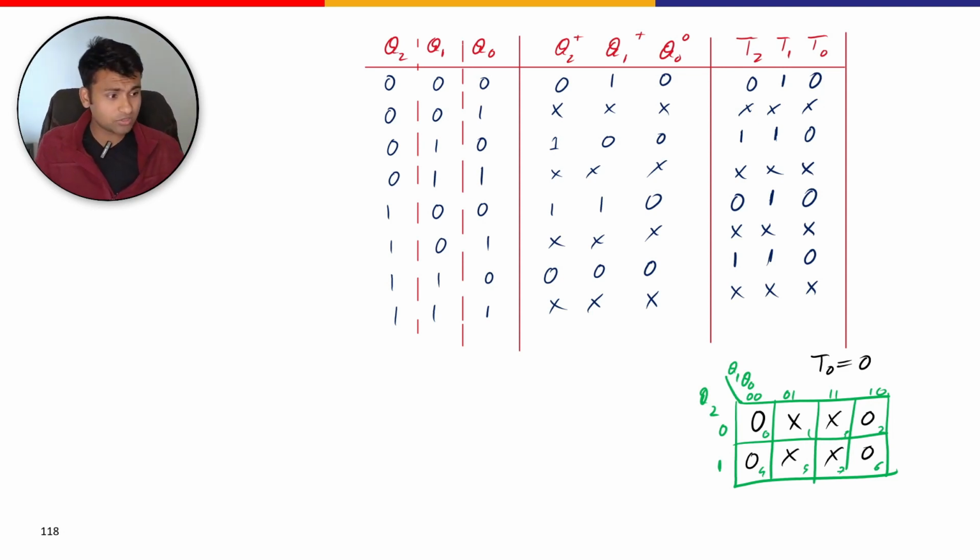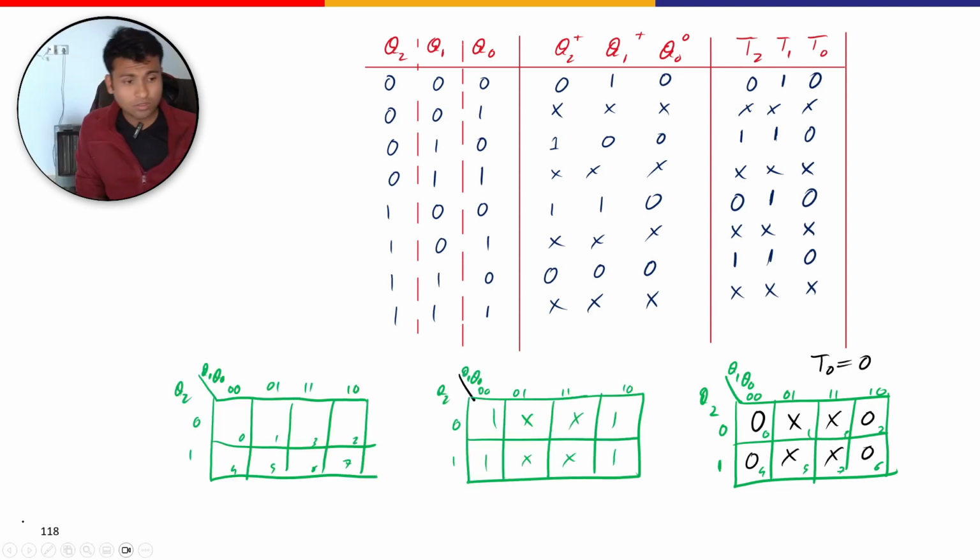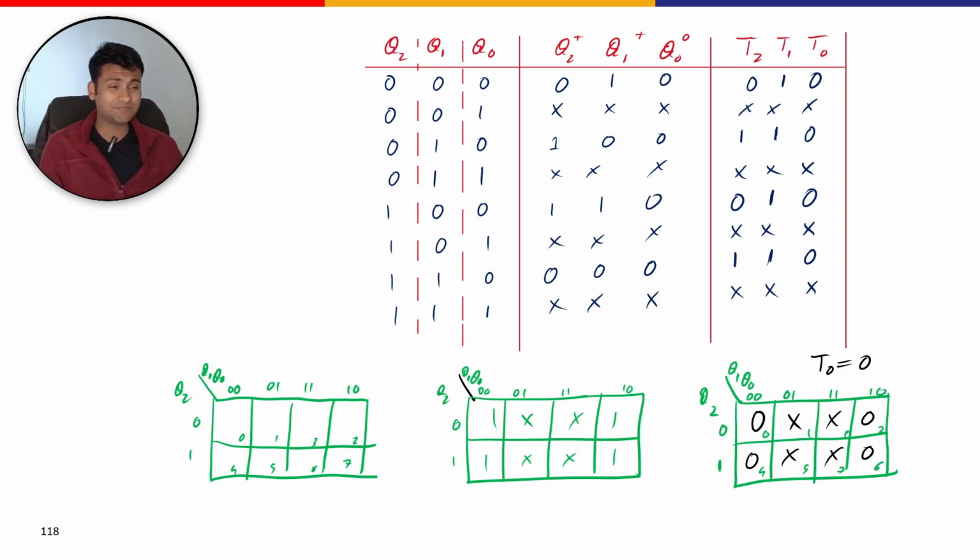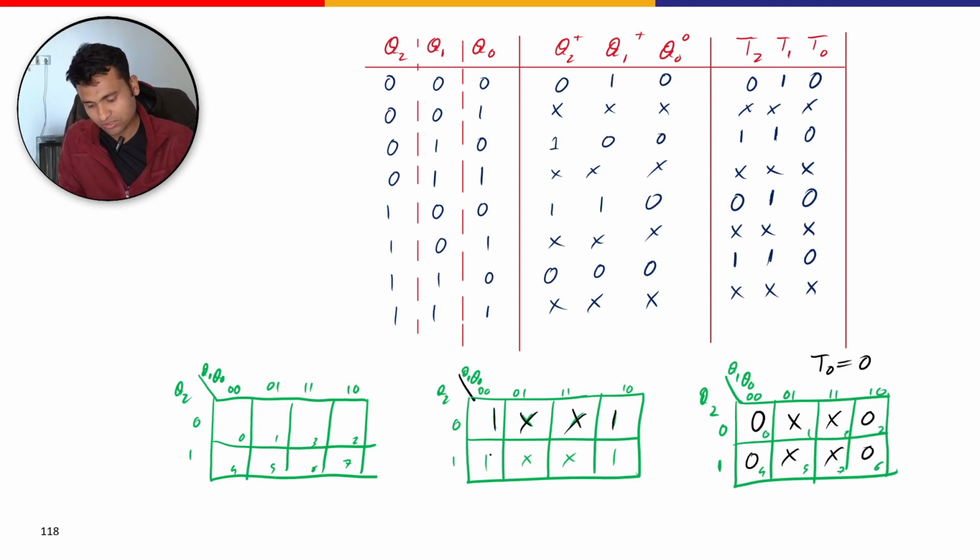So let me quickly draw the other two K-maps as well. Pardon me for my bad writing, I made it really quickly. I've already filled this one with 1s. You can directly keep copying from here: 1, cross, 1, cross, 1, cross, 1, cross.